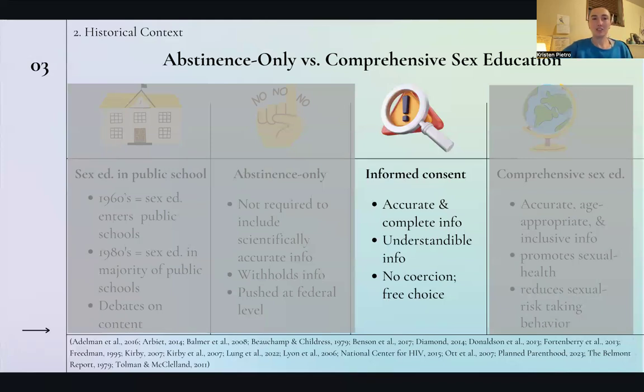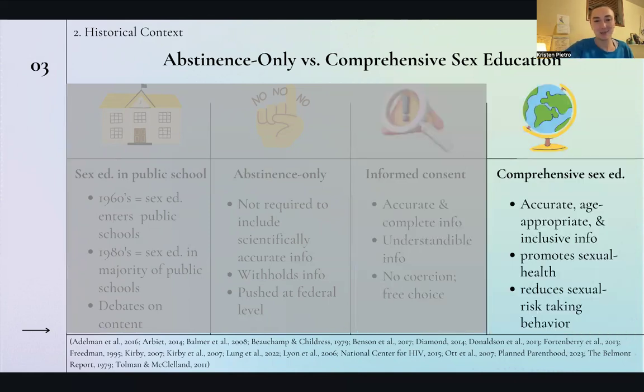CDC statistics show that 55% of teens have had intercourse by age 18. Abstinence-only programs deny youth informed consent, a key medical ethics principle that ensures individuals understand the risks, benefits, and alternatives before making decisions. That's 55%. Like, come on. We gotta give these people what they need.